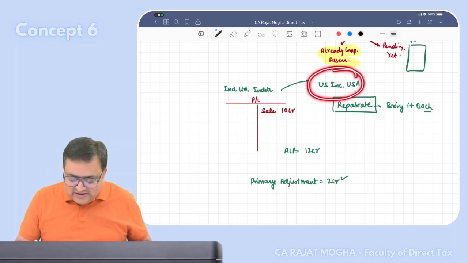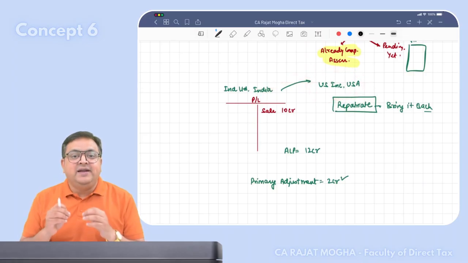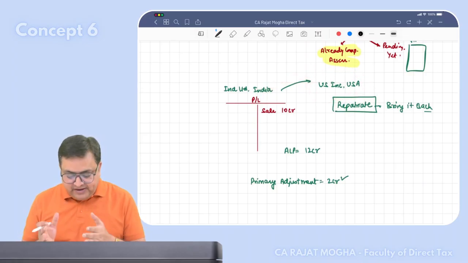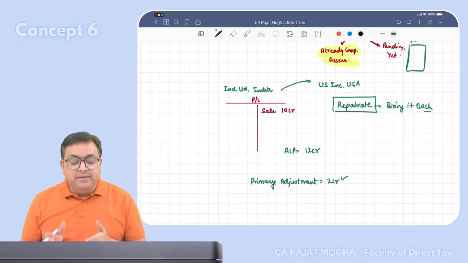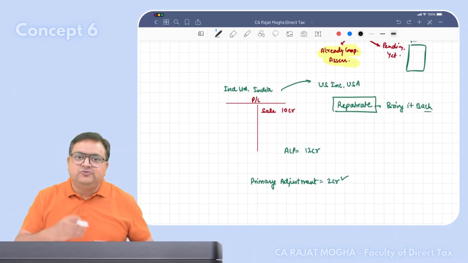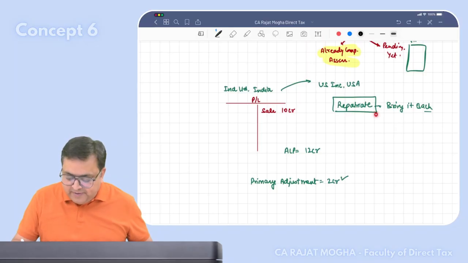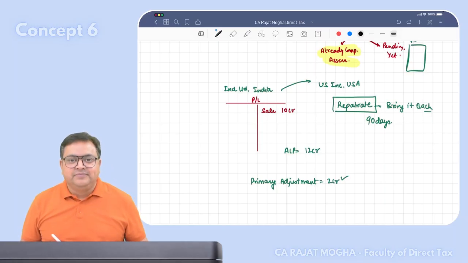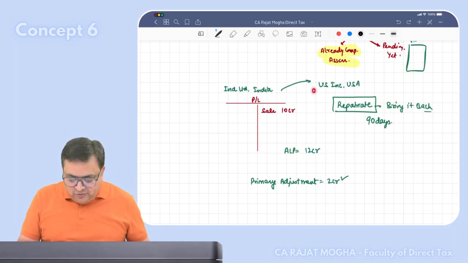But USINC, you have actually paid less amount in India. India is actually getting impacted by rupees 2 crore. Please send this 2 crore to India. You have to repatriate this money within 90 days. And so what do you have to do?